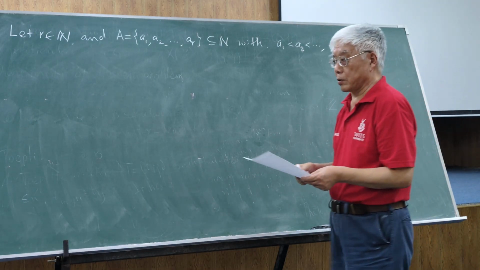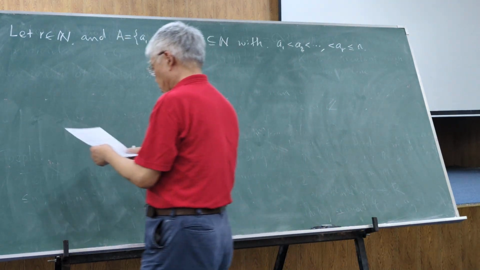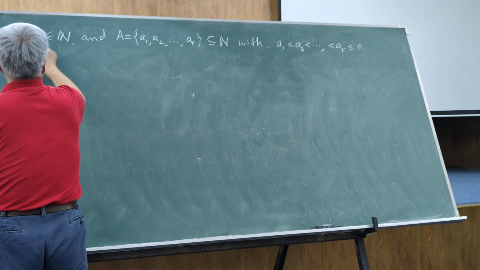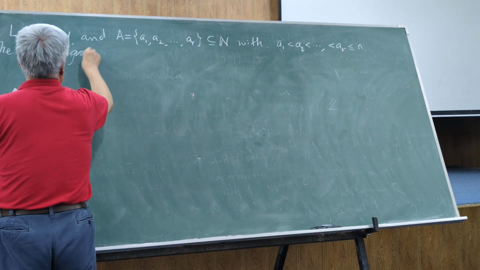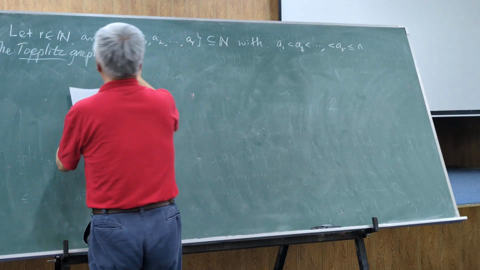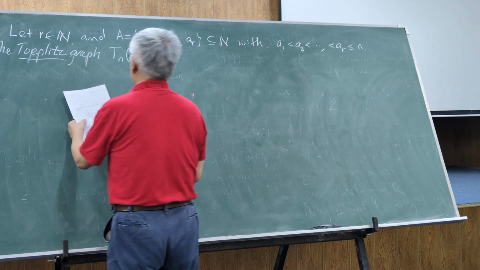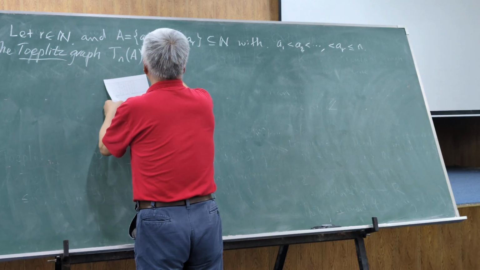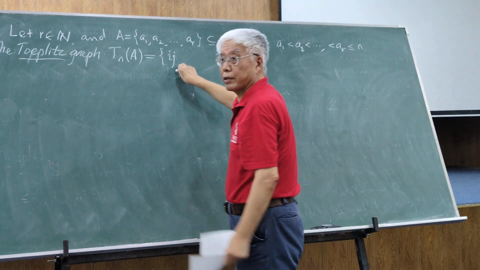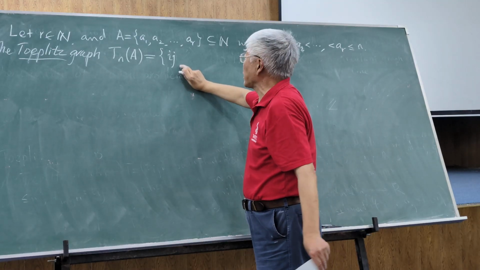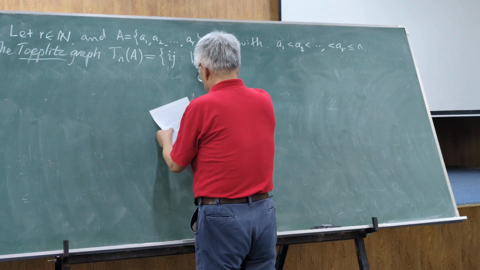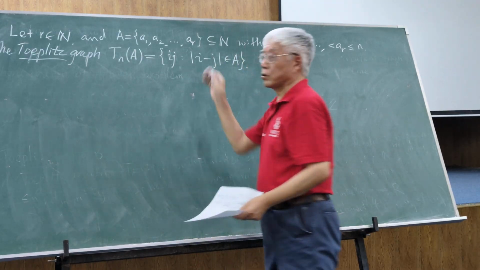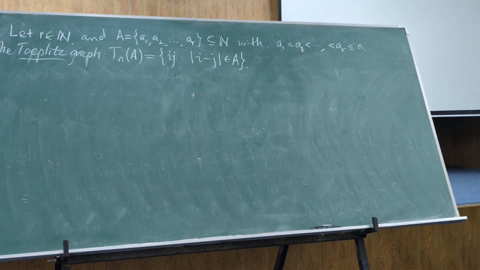Then we can define a Toeplitz graph without having any Toeplitz matrix. The Toeplitz graph T, denoted T(n, A), where n is the order and A is the generating set, is given by the edges being just ij, with i going from 1 to n and j going from 1 to n, i not equal to j, so that the distance between i and j is in A. Look at this very simple definition. Distance is in that set.